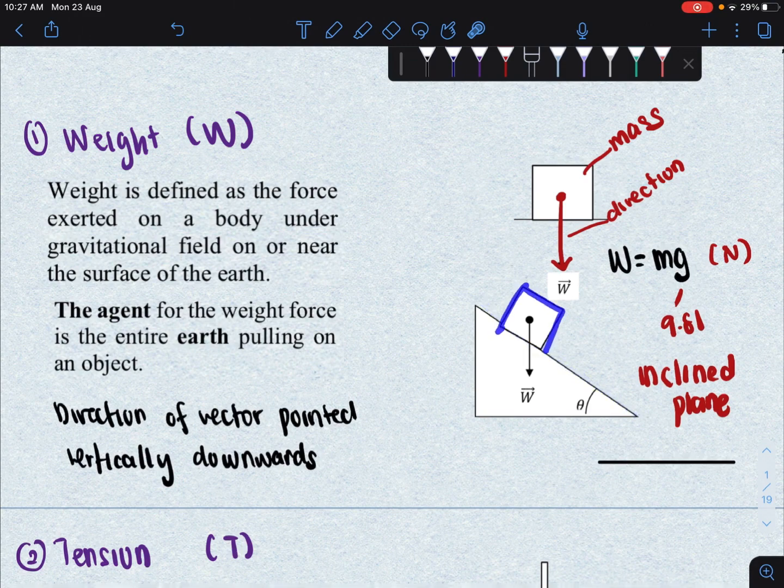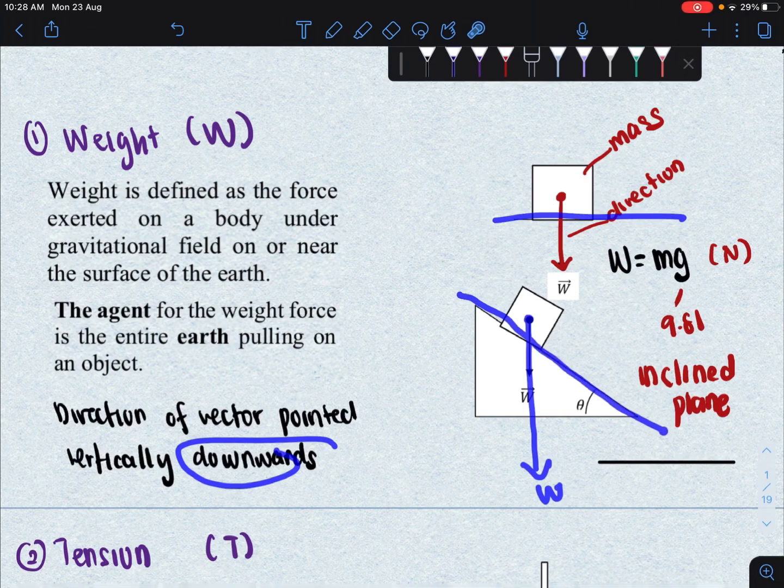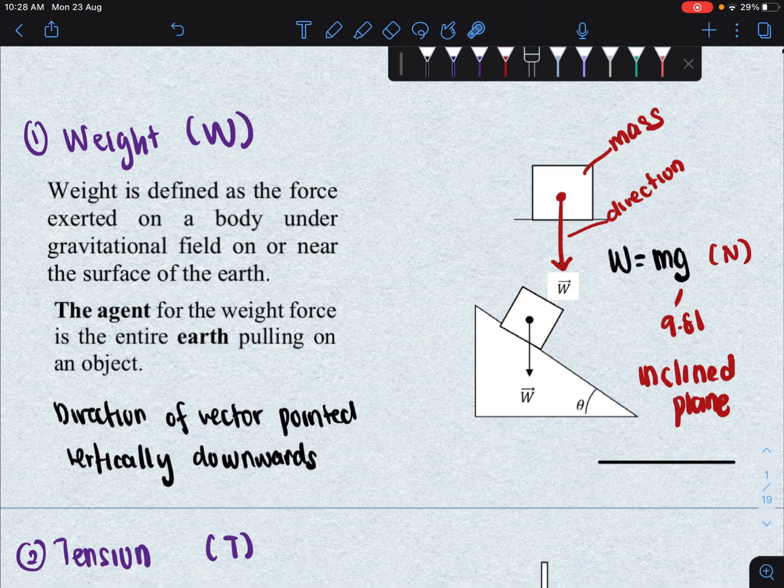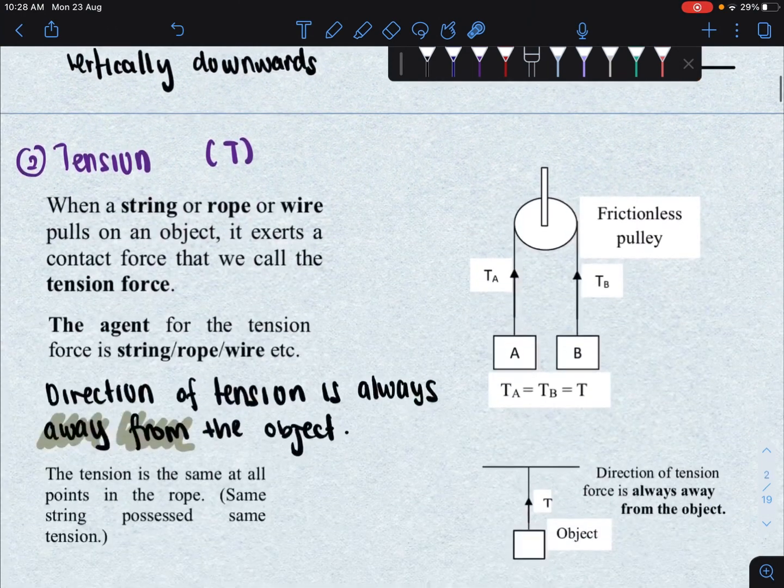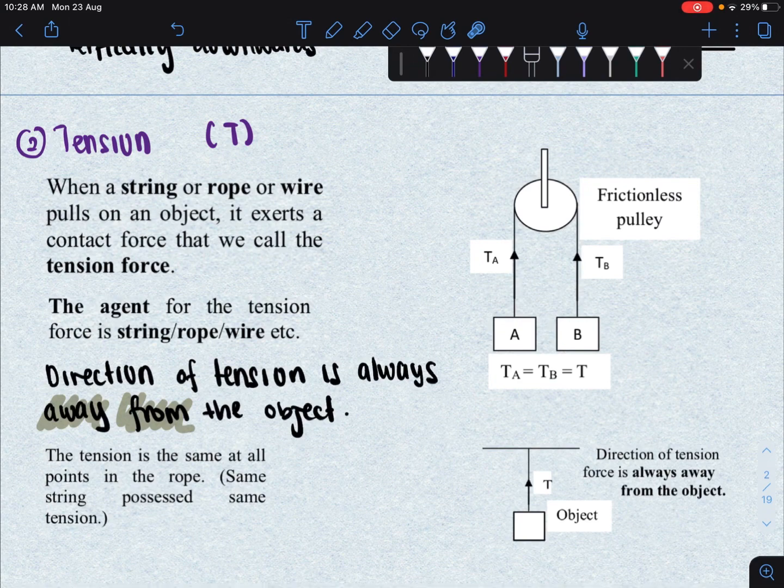So when you place your object on an inclined surface, your object will have weight too. Okay, weight will always be there because the agent here is the earth. As long as the object is on the earth, we will experience weight. Alright, so what you do is your weight must always point downward. So put a dot at the middle of the object, and draw straight downwards. So this is the direction of the weight. It doesn't matter if your surface is horizontal or inclined, the direction of weight is always downwards.